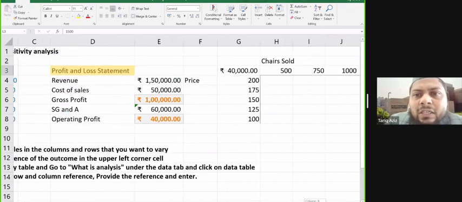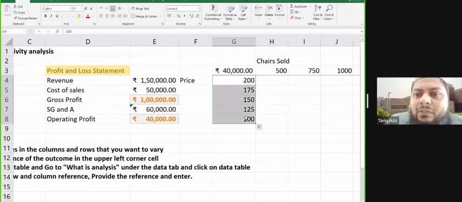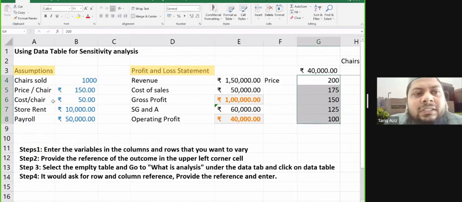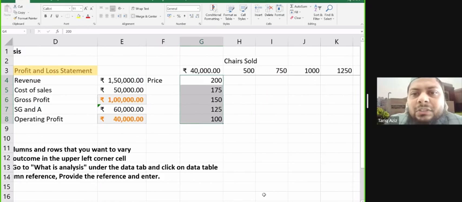Similarly, I am changing the price of the chair. Currently the business is selling that chair at a price of 150. But I want to see the impact on the profit if the business is able to sell at a price of 200, 175, 150, 125, and 100. So I want to calculate the profit by changing these two variables. The first variable is chairs sold. The second variable is price.